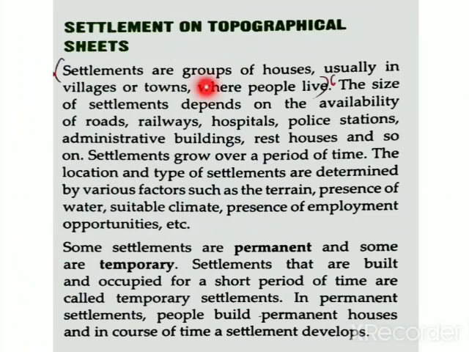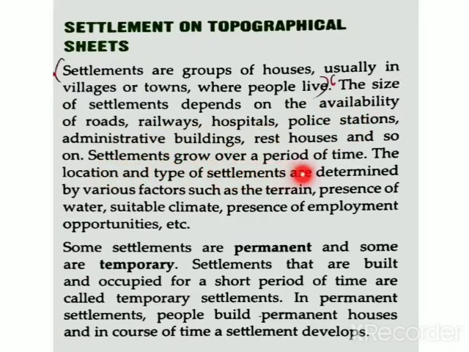Settlements are groups of houses, usually in villages or towns, where people live. So settlements are the group of houses that are used by people to live, either in the town or in the village. The size of settlements depends on the availability of roads, railways, hospitals, police stations, administrative buildings, rest houses, and so on. So the number of settlements depends on all these factors.